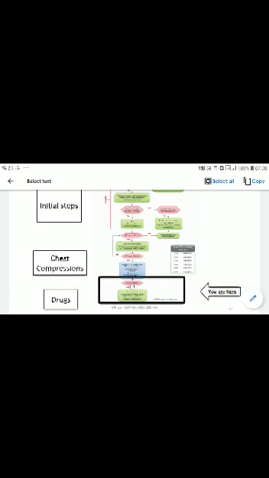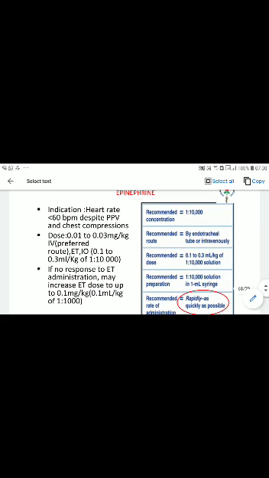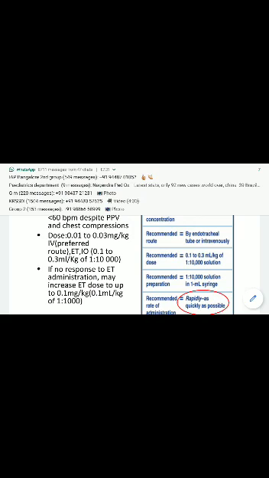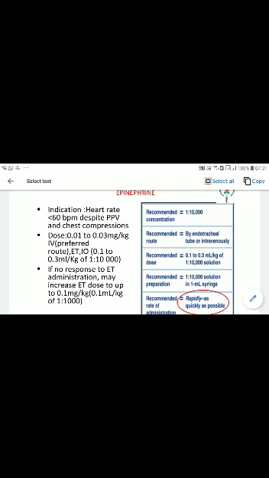How much do you want? That is 0.1 to 0.3 ml per kg of a 1 in 10,000 dilution of epinephrine. And if an endotracheal tube has already been placed, then you push that into the endotracheal tube directly, or you give it IV through the umbilical vein.